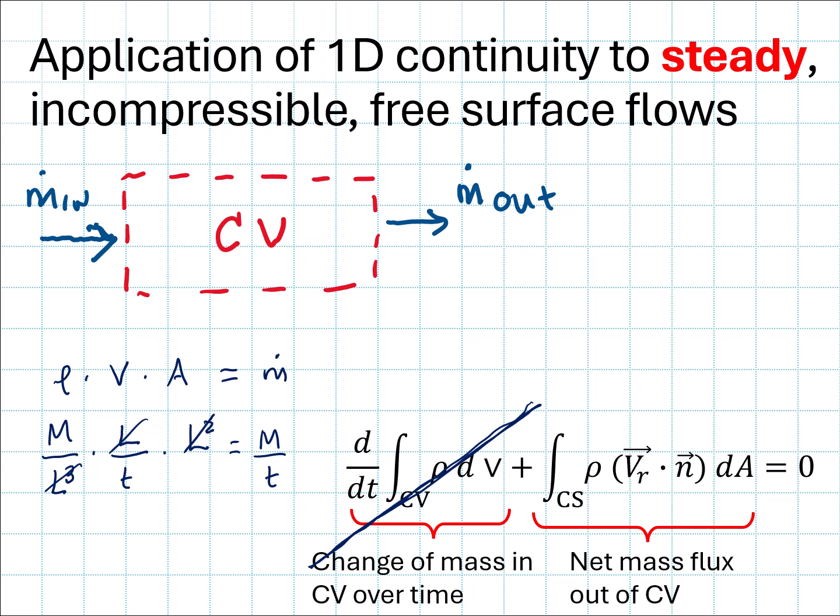And so another way that I can write this net mass flux out of my control volume, right, since it's net mass flux out, it's going to be my m dot leaving the control volume, m out, minus my m dot coming into the control volume is equal to 0. A little quick rearrangement here, and I've got m out is equal to m in.